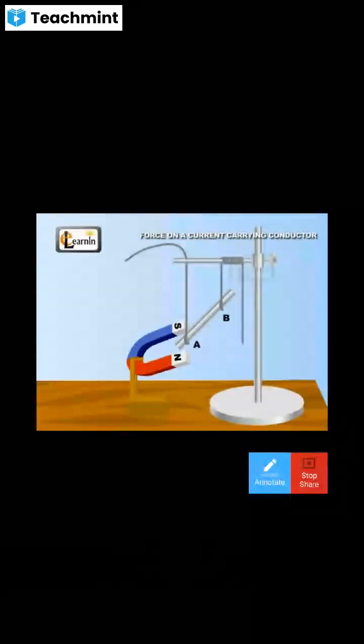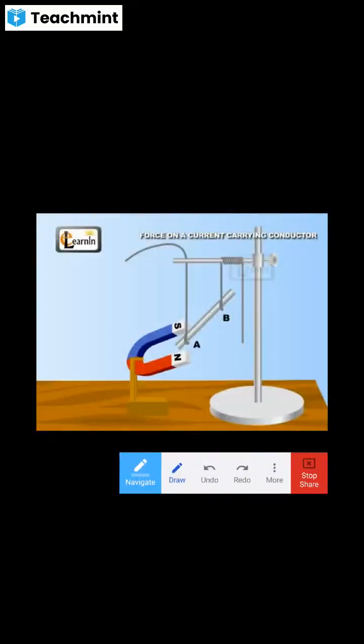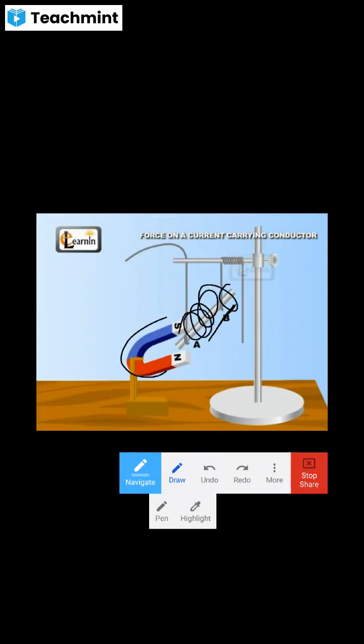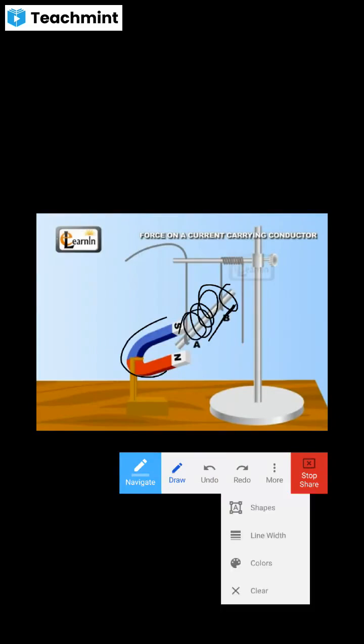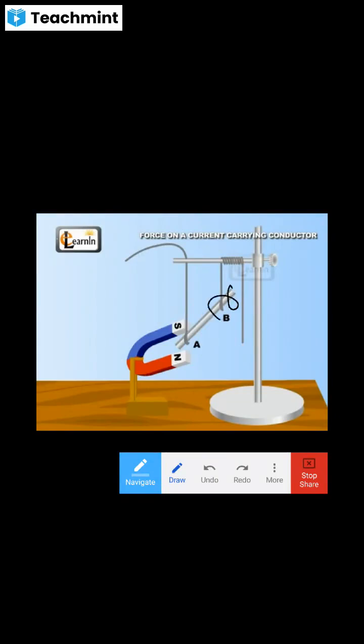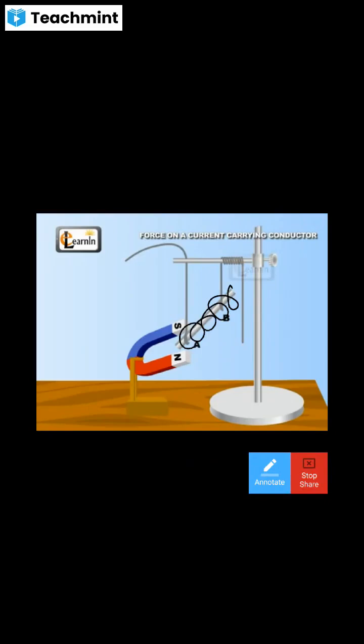So look carefully now. We have a conductor here. This is a conductor and here we have a magnetic field. Now if we pass current through this conductor, what happens? It will have a magnetic field around it. The field comes. Now see what happens. It has a magnetic field now.